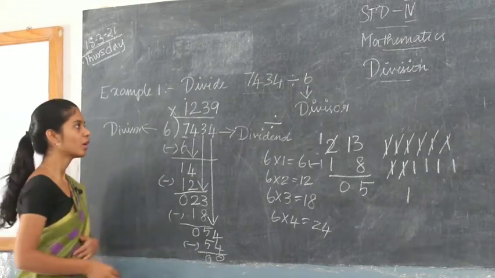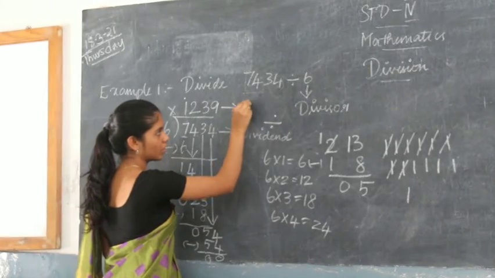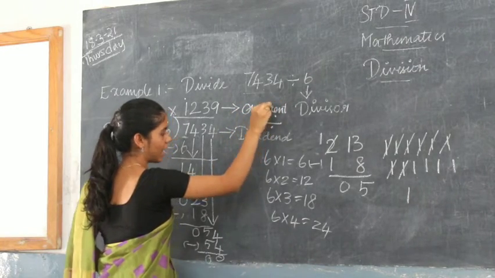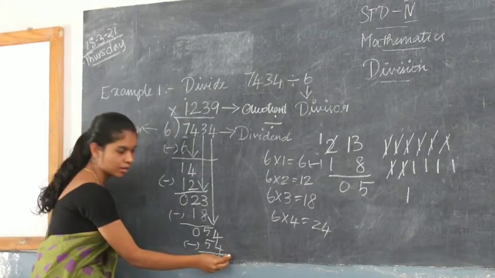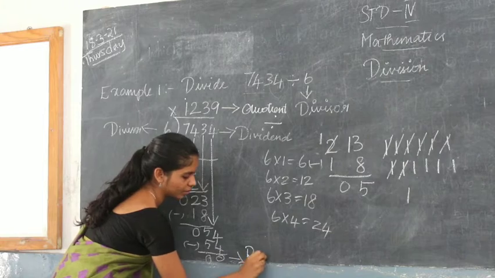So 0. This term that you have written on the top is what? Quotient is. And the last one, 0 you got, right? That is what? Remainder.